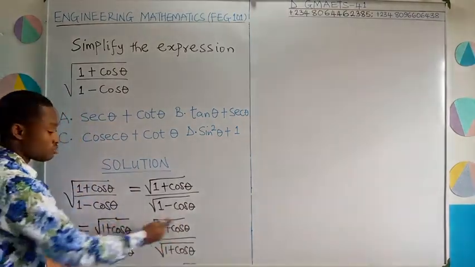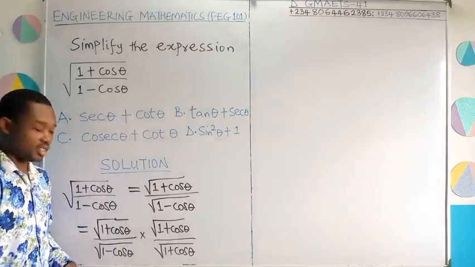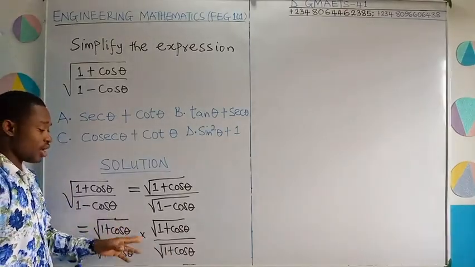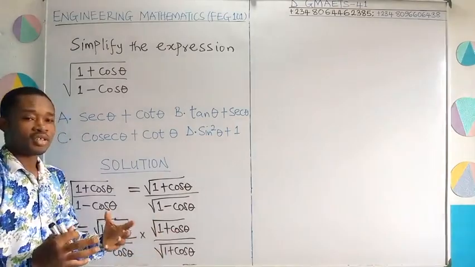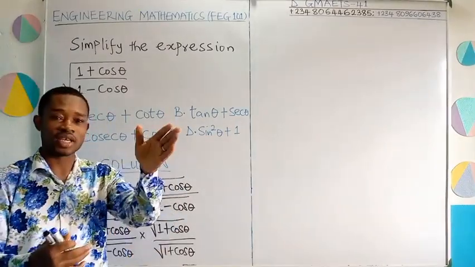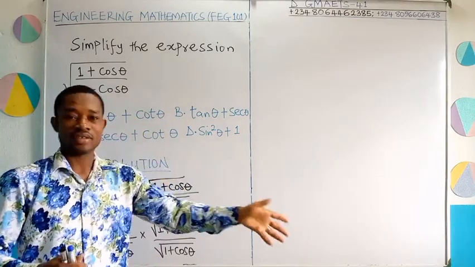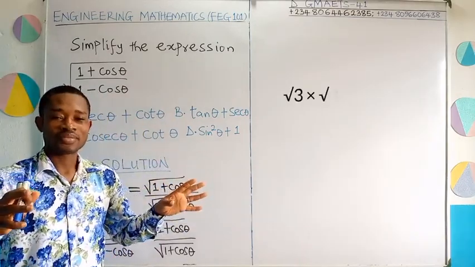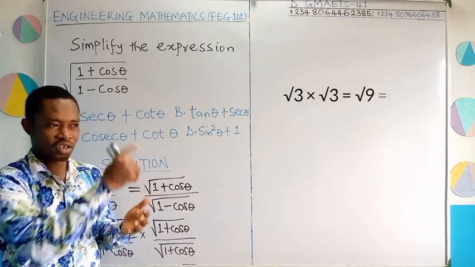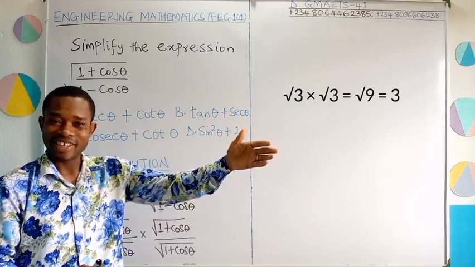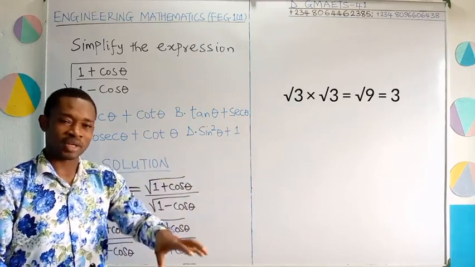All I have to do now is to multiply out the numerator and the denominator. So let's do it and see. This is square root of (1 plus cos theta) times square root of (1 plus cos theta). So just think about this. If you have square root of 3 times square root of 3, it's going to be equal to 3. The square root will go off. Applying the multiplication law of surds, square root of 3 times square root of 3 will be equal to square root of 9, and then square root of 9 as a perfect square will now give you 3.